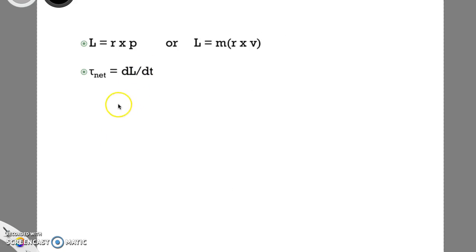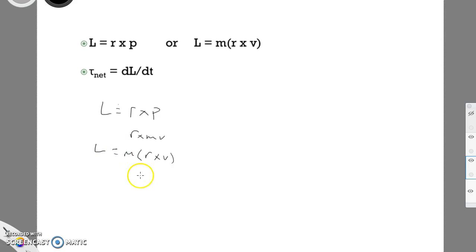Okay, so because angular momentum is equal to r cross p, one of the ways that we can find it is r cross mv. Since mass is a scalar, we can pull it out to the front. So it's equal to m times r cross v. This is another form of angular momentum. So if you know the velocity of something and its radius, you can use the cross product to find the perpendicular product of them, and then multiply by the mass.